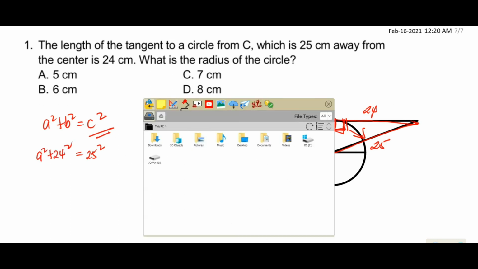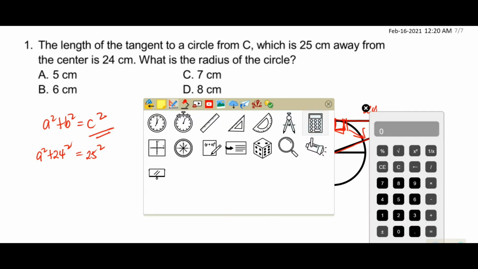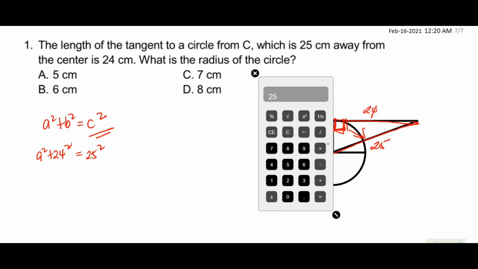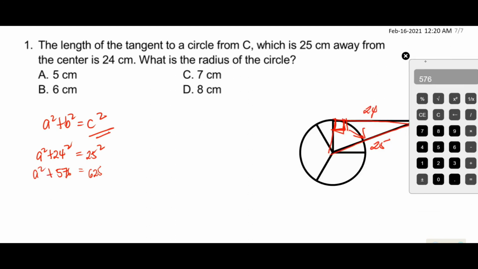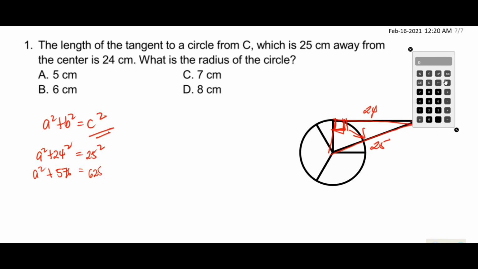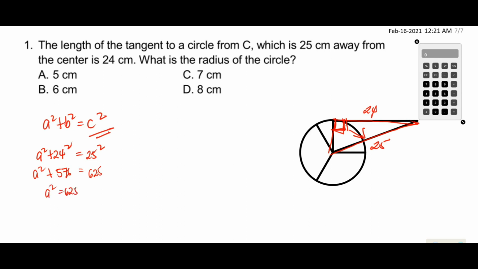Now, let's use our calculator para makita nyo kung paano siya isa-solve. So, this is 25 times 25. The answer is 625. Dito naman, 24 times 24. The answer is 576. So, this is a squared equals 625 minus 576. So, calcu again, 625 minus 576. The answer is 49. So, square root of 49, the answer is 7. So, kapag may calcu kayo, pindutin nyo lang to, the answer is 7. Therefore, your a is 7.